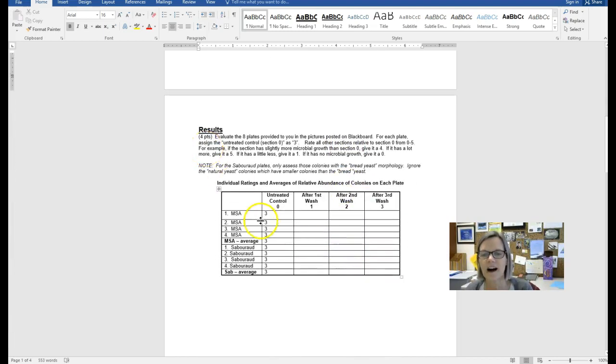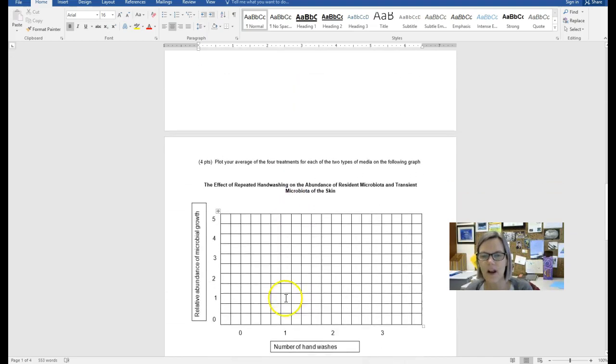Here's your results table. In what we just looked at for the MSA, there was a 3. Remember, we had a 3, 3, 3, and a 4 for the first one. And you're going to fill these out, and then you're going to average them. So you're going to write an average of each one of these, and it's these averages that you're going to plot on your graph.